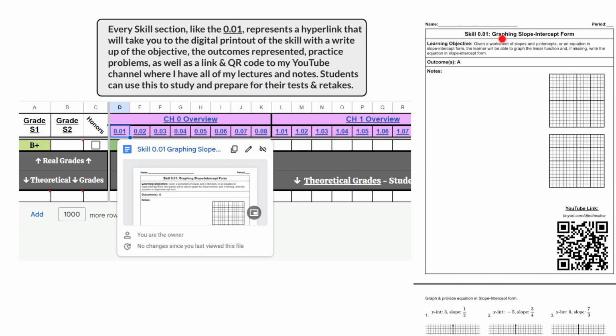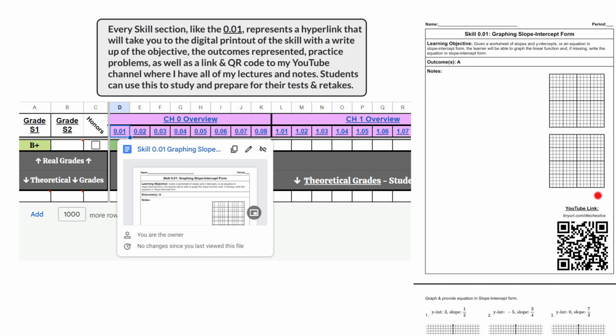They will say the heading of the skill, they will give an objective, they will tell you what outcome it is attached to, and then they'll give you a section on the front that's just for your notes, because this is typically what we print out in class. If there's graphing involved, I will have graphs on there as well.